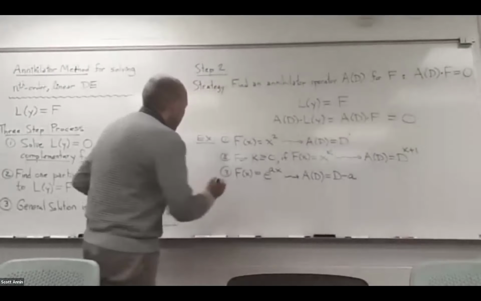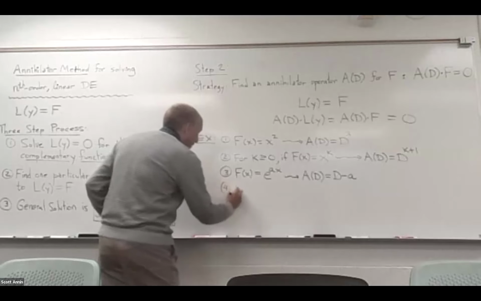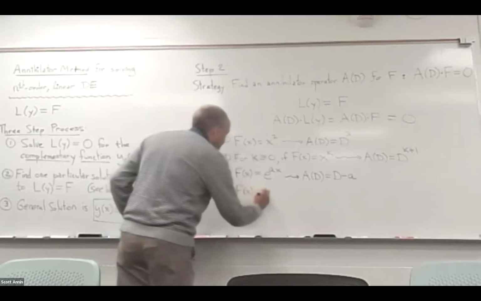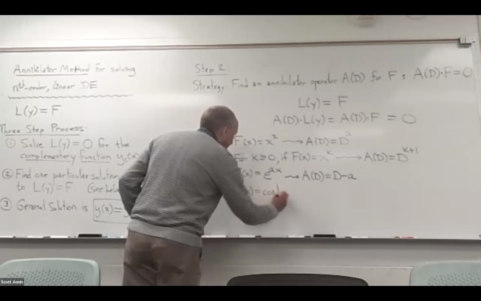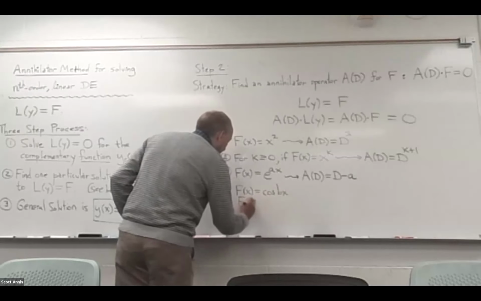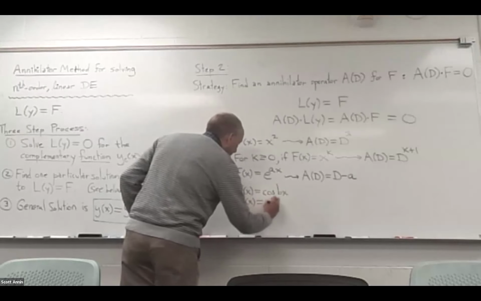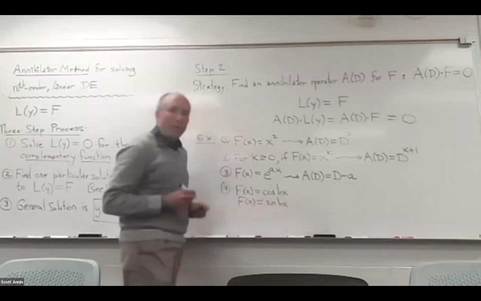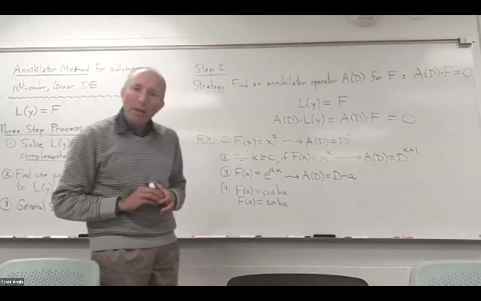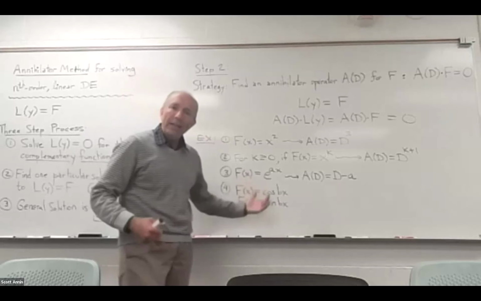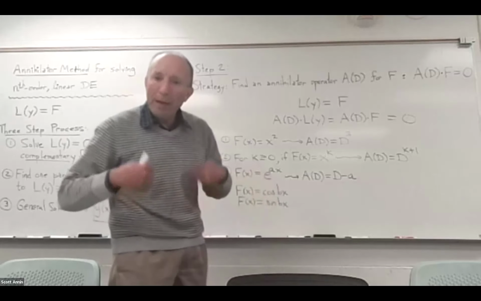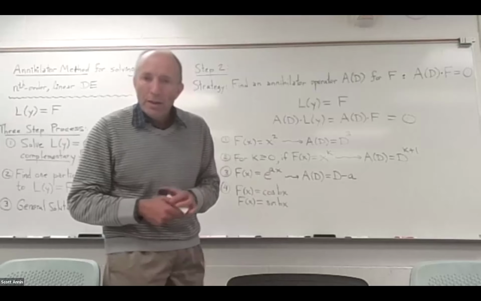Let's try another one. What if we took f of x to be, let's say, the cosine of bx, or in fact, we could even, at the same time, think about the sine of bx. And I want to annihilate the cosine or the sine by using derivatives.